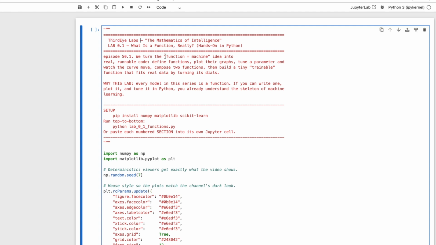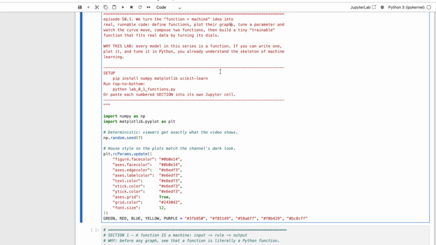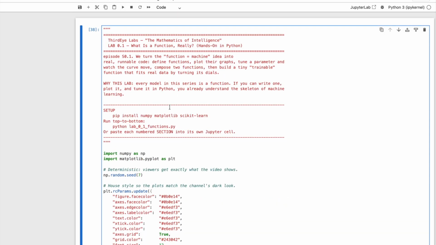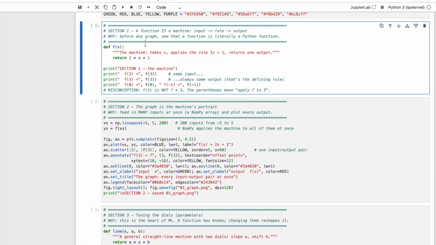In the last video, we saw a big idea. A function is just a machine that turns an input into an output. Now let us build that machine in Python, plot it, and even teach it to learn. No heavy math, just code you can run on any laptop. All you need is NumPy, Matplotlib, and scikit-learn. The full code is in the description. Let us start at the very beginning.